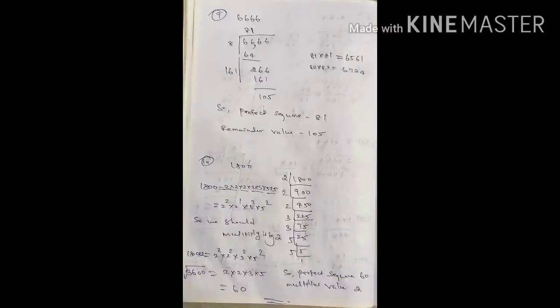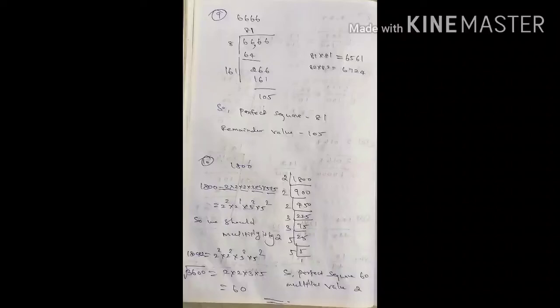So here 81 multiply 81 is a perfect square. So the perfect square number equals 6561, with square root 81. The remainder value equals 105.